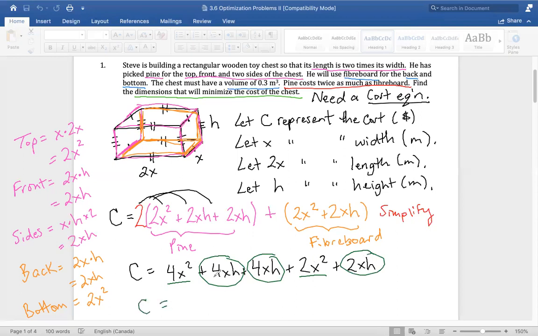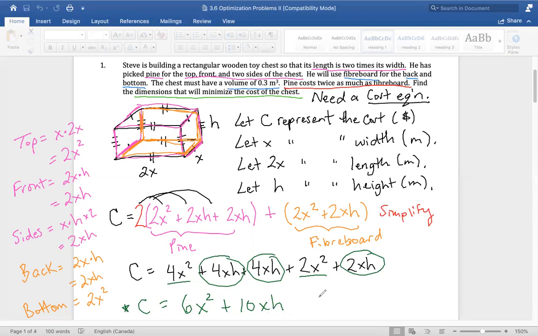So the 4 plus the 2 is 6. Again, it's still x squared when you're collecting like terms. And then I have 4 plus 4 is 8, plus 2 is 10xh. Again, it stays xh. So that's my cost equation. If I want to put a box around it or whatever, my cost equation is 6x squared plus 10xh.